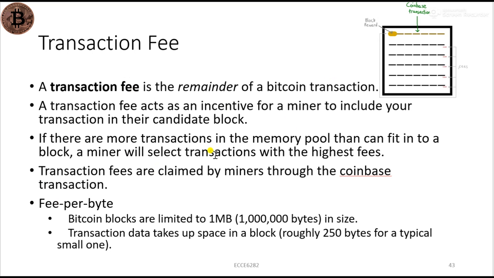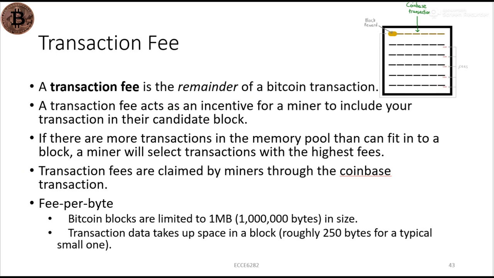Okay, what is a transaction fee and why is it important? Now, the transaction fee is the remainder of a Bitcoin transaction, and it acts as an incentive for the miner to include your transaction in their candidate block. If there are more transactions in the memory pool, and we know that the block size is fixed to 1 megabyte, a miner will choose transactions with a high transaction fee. So if there are a lot of Bitcoin transactions floating around the memory pool, each transaction has a different fee, so the miner will choose wisely those transactions from the pool which have a high fee, so they can get more incentive from these transactions.